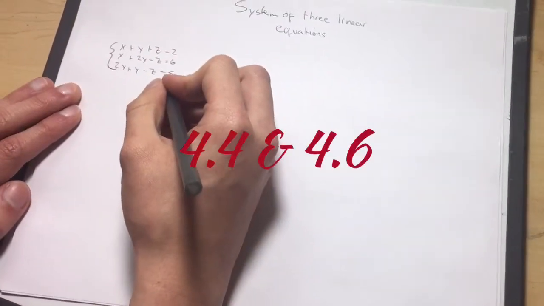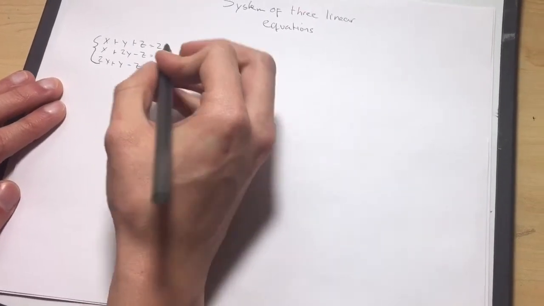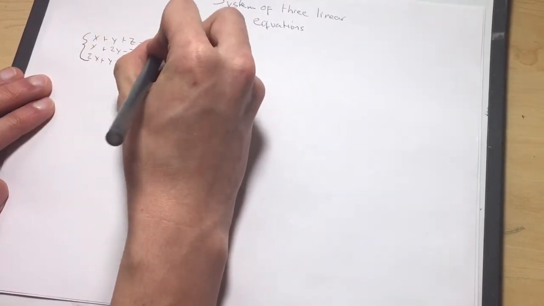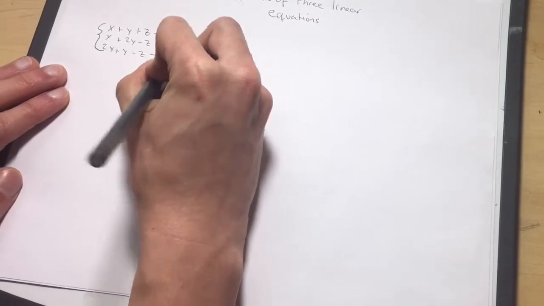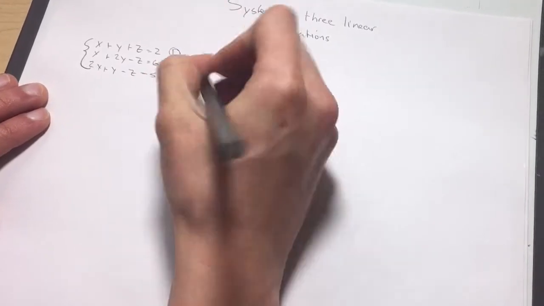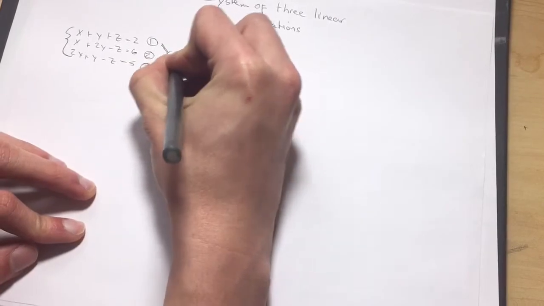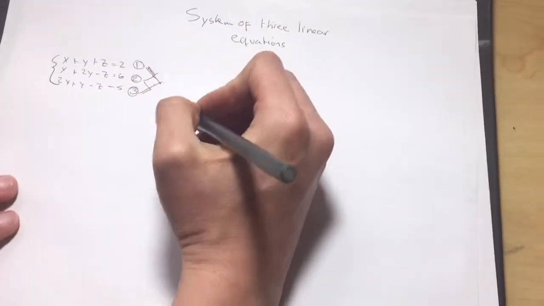To solve a system of 3 linear equations with 3 unknowns, we have to first choose numbers for each equation. So this will be equation number 1, this will be equation number 2, and this will be equation number 3. We have to put these two equations together, or these two, and these two, or whatever fits you.